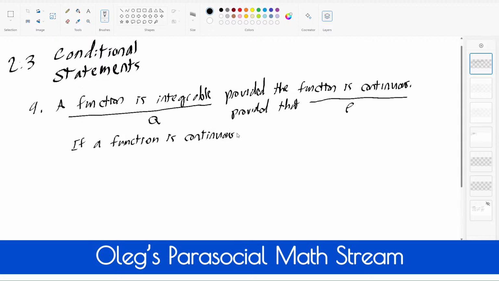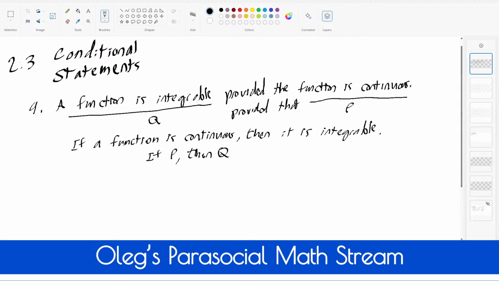If a function is continuous, P, then it is integratable. Integratable. Okay, so that's of the form if P then Q.